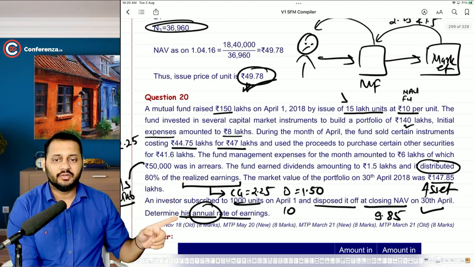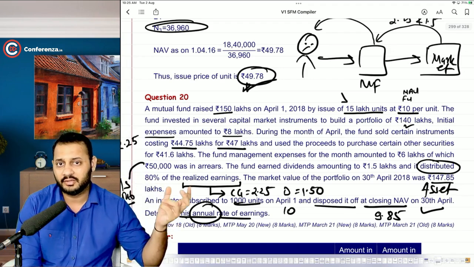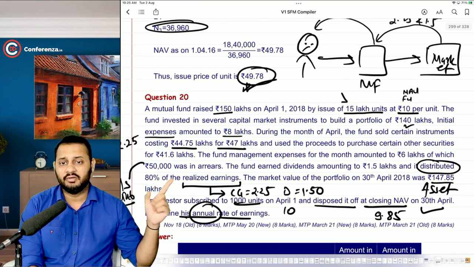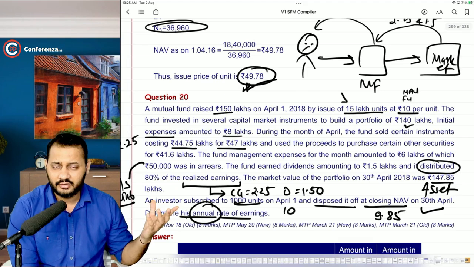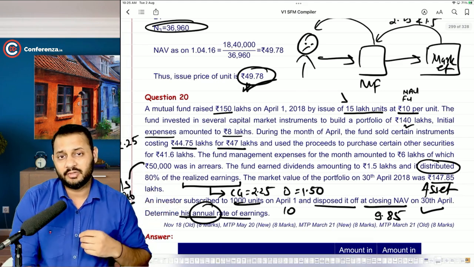Next thing is, when you calculate the annual rate of earning, you might also forget about giving dividend and capital gain treatment to the investors, because this realized earning, when distributed, went into the investor's pocket, right? So you should understand three to four places where a student can make a mistake.